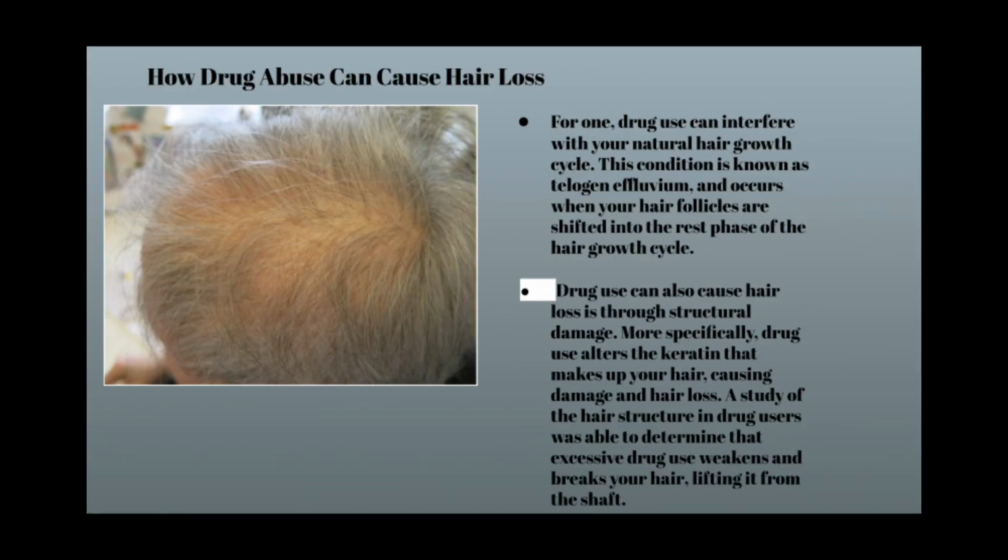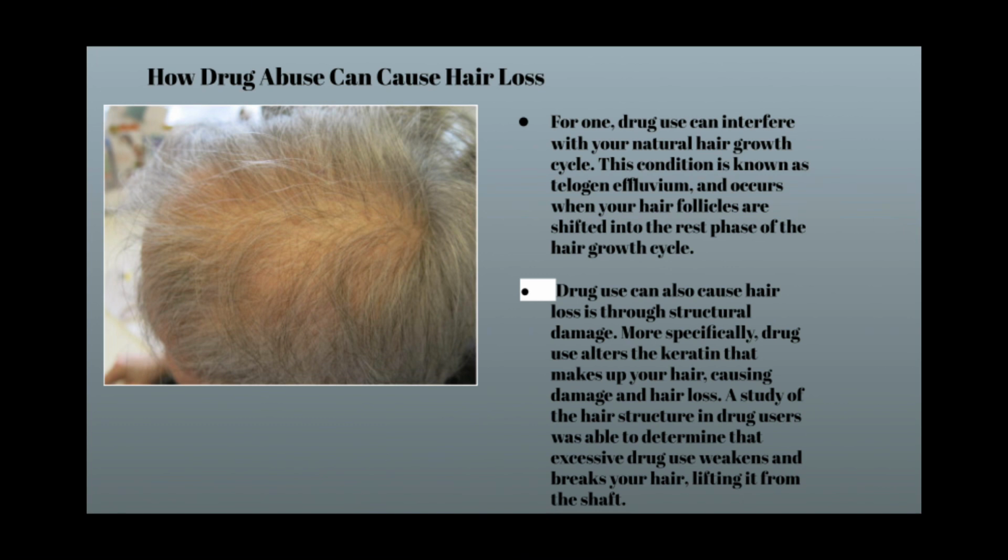How drug abuse can cause hair loss. For one, drug use can interfere with your natural hair growth cycle. This condition is known as telogen effluvium and occurs when your hair follicles are shifted into the rest phase of your hair growth cycle.